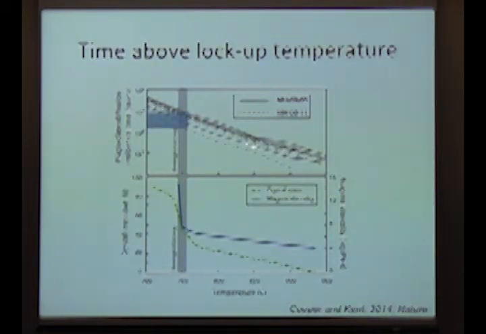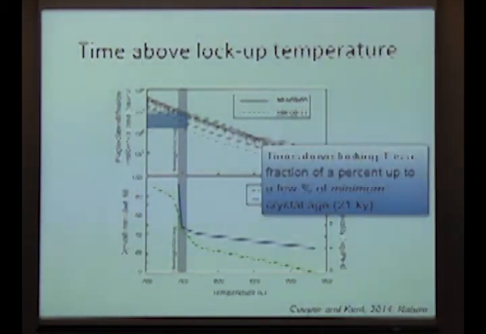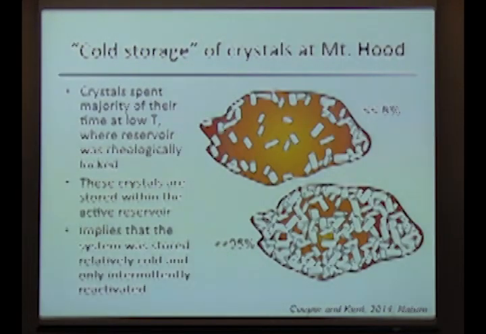And then the diffusion times at various temperatures that we can tolerate mean that we couldn't have spent more than a few decades to a few centuries in that time window. Out of the total 21,000 year crystal history, this means that the time above this locking temperature is a fraction of a percent up to maybe a few percent of the minimum crystal age. So that implies that these crystals spend most of their time in this sort of cold storage condition.